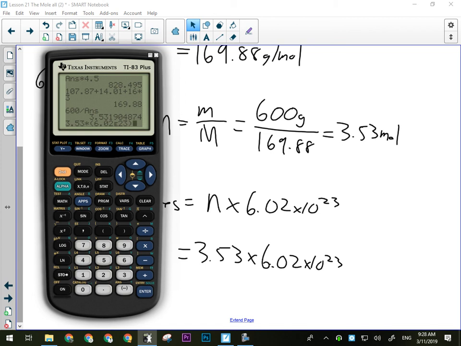All right, so when I multiply this, there's my number of molecules. So 2.13 times 10 to the 24 molecules. Is that a lot? It is a lot.